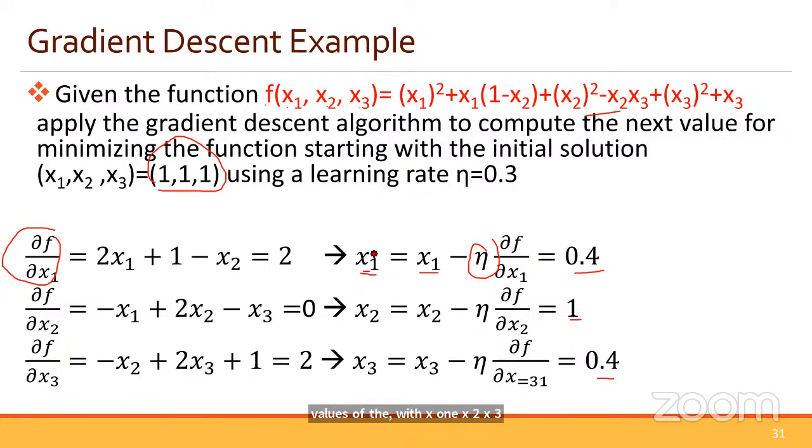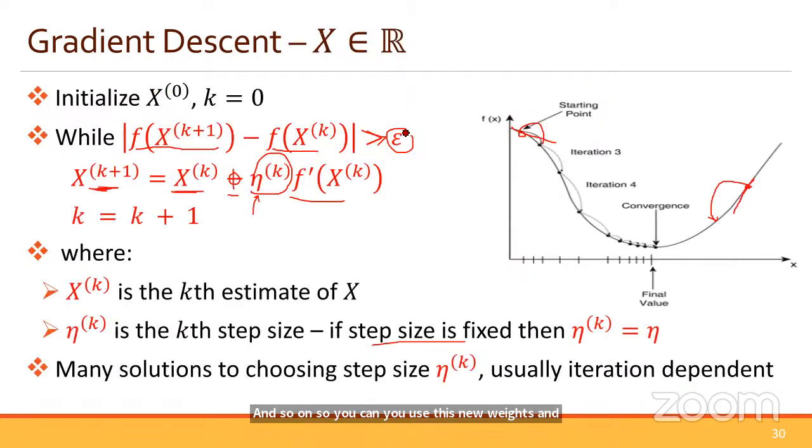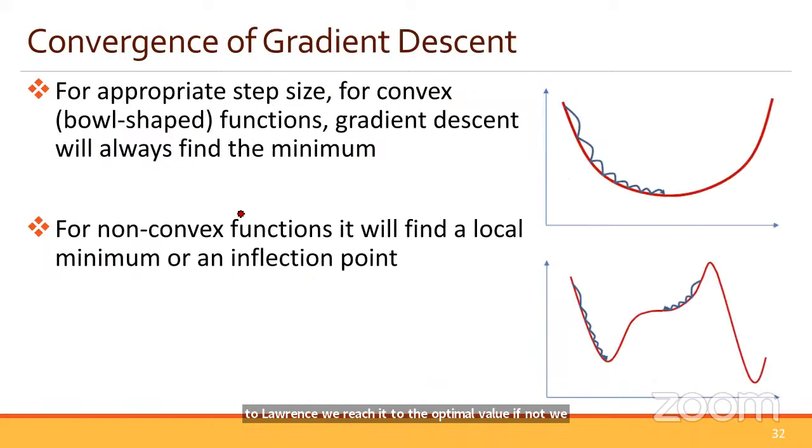So you will use these new weights and repeat, and check the error. If the error is less than a certain tolerance, we reach the optimal value. If not, we need to repeat this to get a new weight. So the step size, which, as I said, is the learning rate, is very, very important.